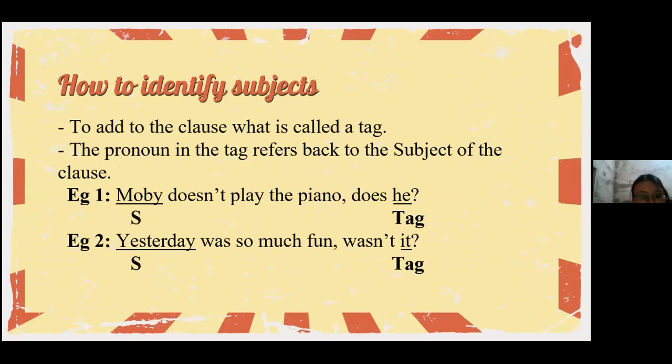The best way to identify the subject of a clause is to add what is called a tag. The pronoun in the tag refers back to the subject of the clause. We have two examples. The first one, Maurice doesn't play the piano, does he? As you can see, does he is the tag, Maurice is the subject.